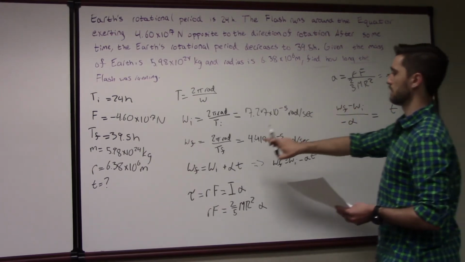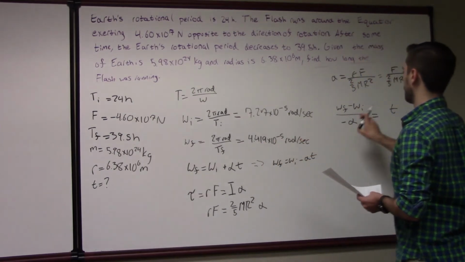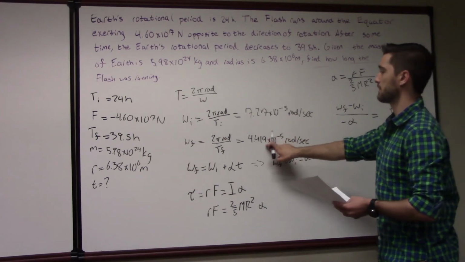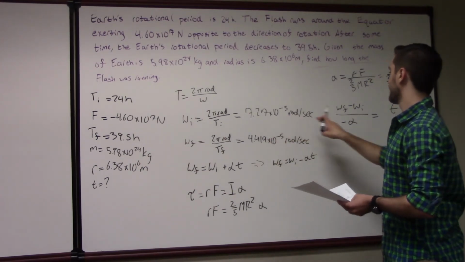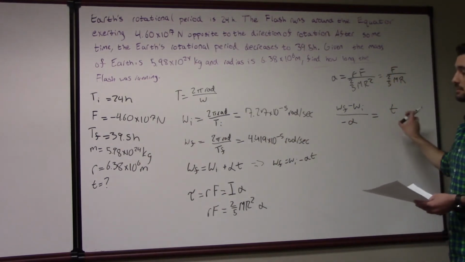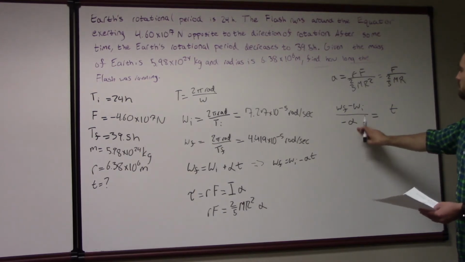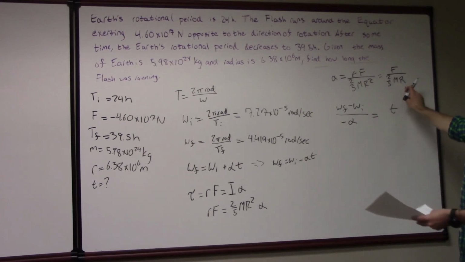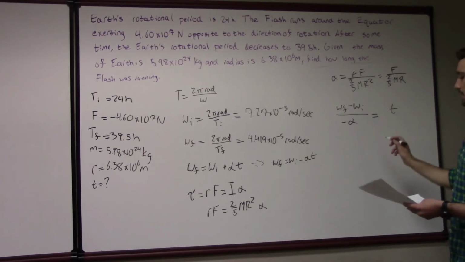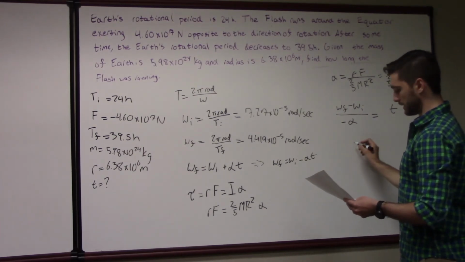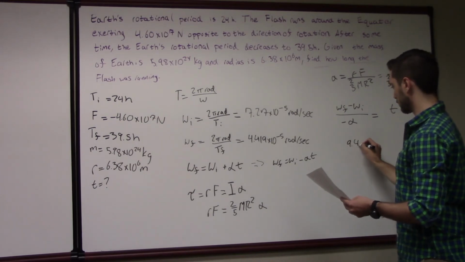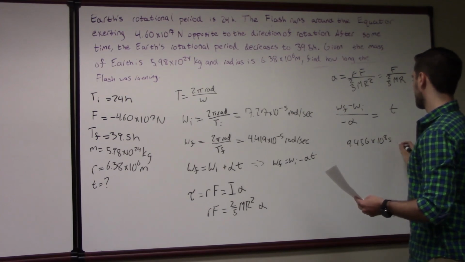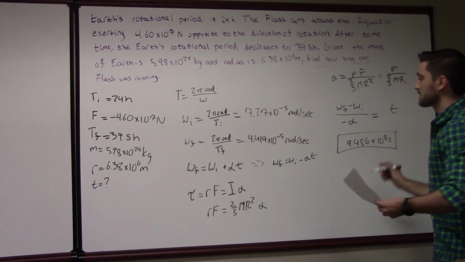Omega f, we have a quantity for, it's 4.419. Omega i, we have a quantity for, 7.27. You can see that when you subtract omega i from omega f, you'll get a negative quantity. That cancels with the negative here in order to give us a positive time, which we need. Now for alpha, we know F, it's a given. We know m, it's also a given. And we know r, which is also a given. So when you plug in your known values, you get a numerical answer that is 9.456 times 10 to the 8 seconds. So you can see this would actually take a very long time.